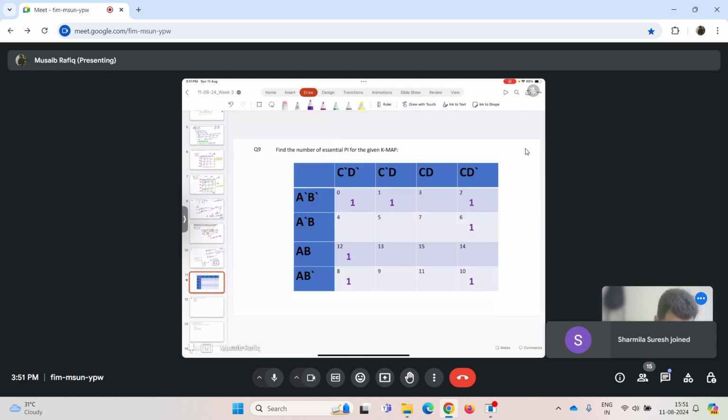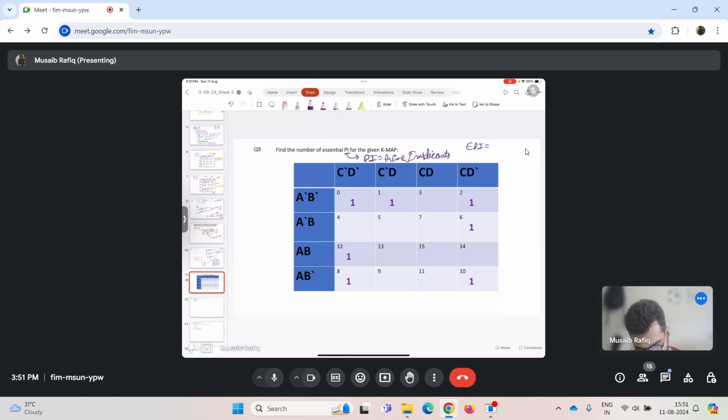Now I have this question which states: find the number of essential prime implicants. PI stands for prime implicants and EPI is your essential prime implicant. So you need to find the number of essential prime implicants for the given K map. So it is a 4 cross 4 K map. So how will you do it?